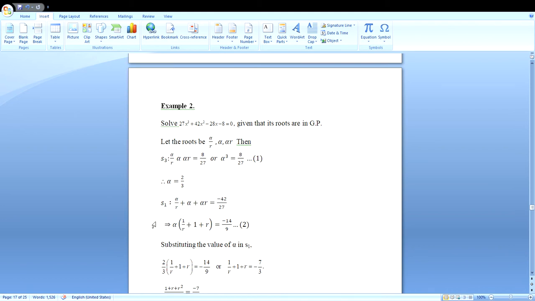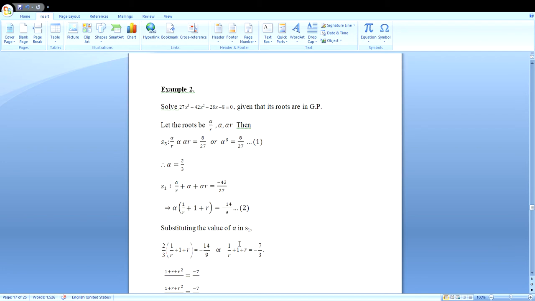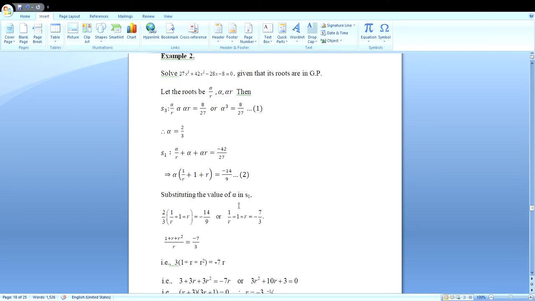S1 is the sum of the roots, alpha by r plus alpha plus alpha r equal to minus a1 by a0, that is minus 42 divided by 27. Now this implies, taking alpha outside, 1 by r plus 1 plus r equal to minus 14 by 9. Substituting alpha equal to 2 by 3 in S1, we have 2 by 3 into 1 by r plus 1 plus r equal to minus 14 by 9. Or we can write 1 by r plus 1 plus r equal to minus 7 by 3.